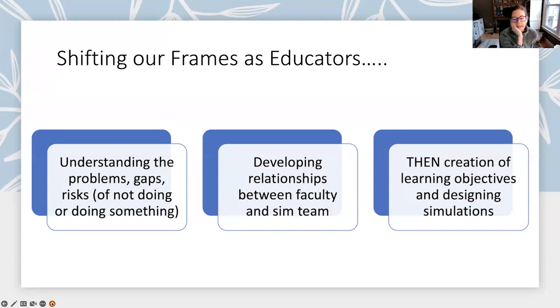So what does this mean to us as educators, and why should you care about this? I think we should care because we shift our frame of thinking, and serendipitously, we had a nursing faculty meeting today talking about what are the opportunities or problems that we want to solve. When we think about what educational problems we want to solve in your specialty or clinical course, or that you identify as a gap in your clinical training, then we're thinking of sim as a way to solve that problem.